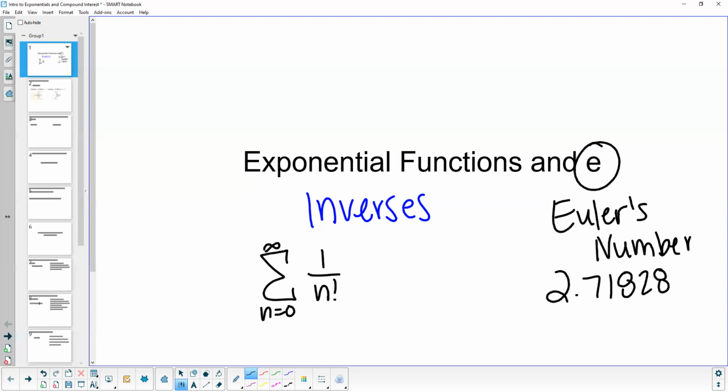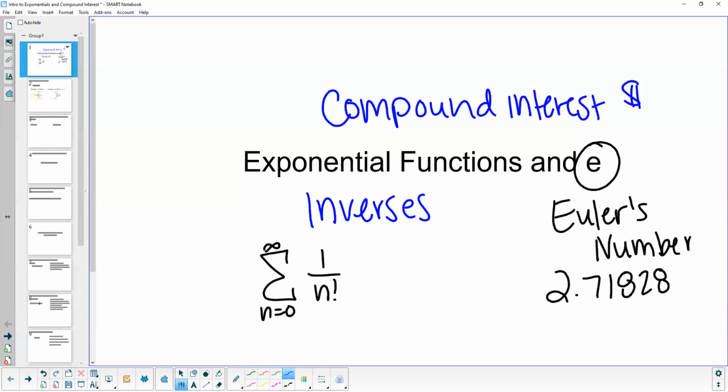But what we're going to be exploring today is exponential functions. We're specifically going to be talking about an application of exponential functions called compound interest, which, in case you may or may not know, is all about money. So we are going to be talking a little bit about money today, and we'll talk about compound interest. But first, we'll investigate a little bit of compound interest. We'll talk about where e comes from and things like that.